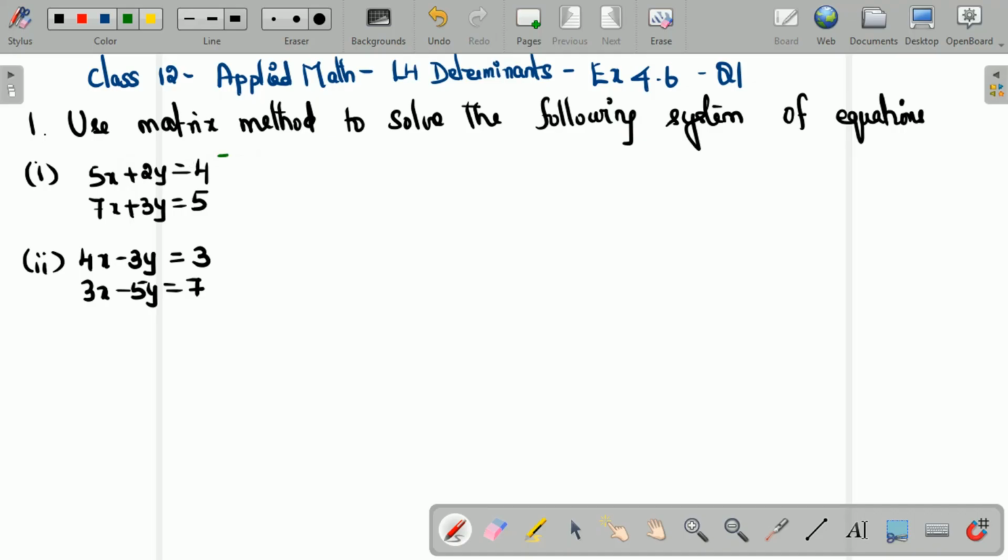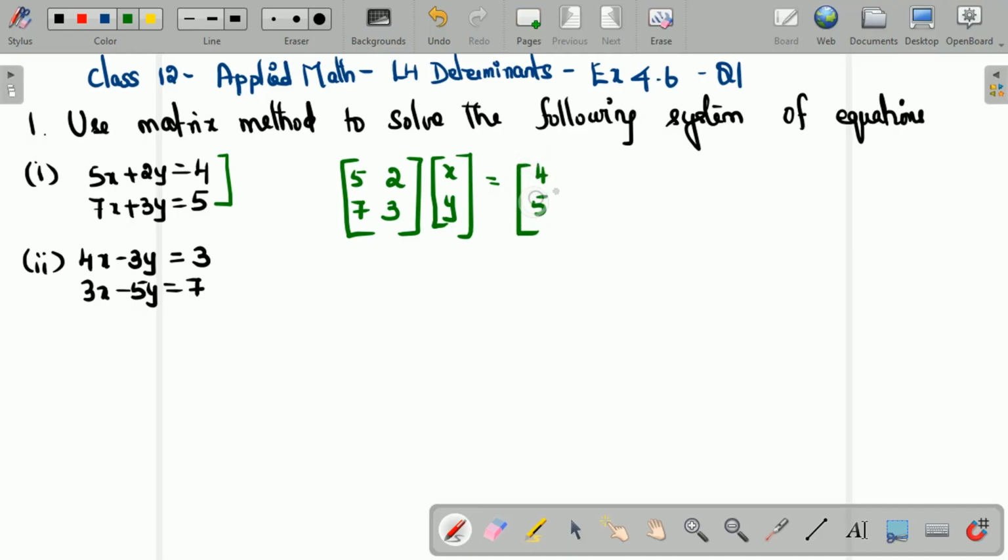Look at this system of equations in this format, where the coefficients of the variables can be written as a matrix A. So here it will be 5, 2, 7, 3. The variables x and y can be written in a matrix of x, y, and the constants on the right side can be written as a matrix B, which is 4, 5. So AX is equal to B in matrix form, which means X is going to be equal to A inverse B.